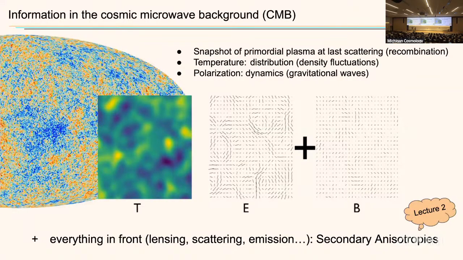So these are the primary anisotropies, and then you also have everything in front of the CMB. So you have lensing from gravitational lenses, you have scattering events from hot electrons, you have emission from emissive sources, and all of these things are deemed secondary anisotropies, and that's what we're going to be talking about after our brief bio break today.